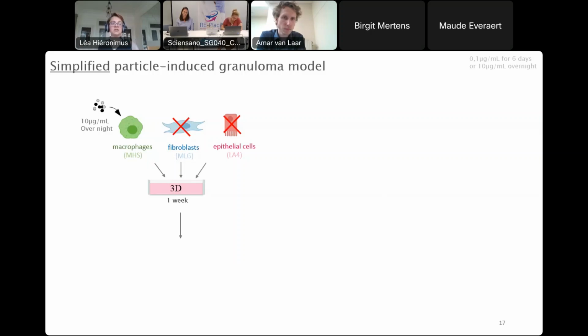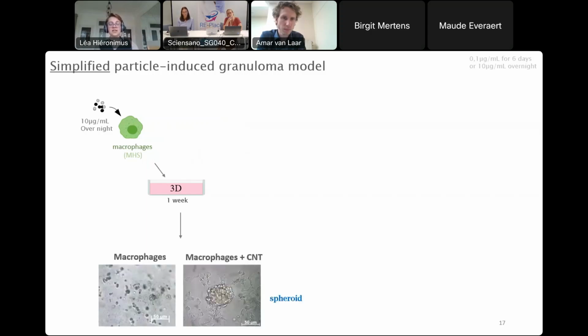Because in this case, only macrophages were directly responding to particles. So I've tested this hypothesis and removed fibroblasts and epithelial cells from my model. And as you can see, macrophages are sufficient for the formation of spheroids induced by granuloma-inducing particles. These spheroids are not organized in layers. They are not as well organized as they were in the 3 cell lines model, but you can see granuloma formed only in response to particles that are known to be granuloma-inducing.